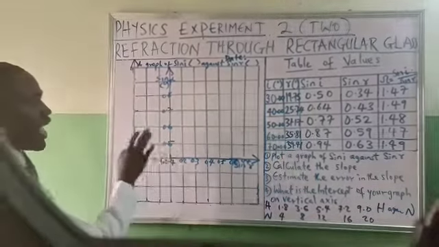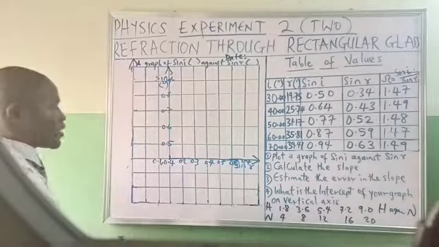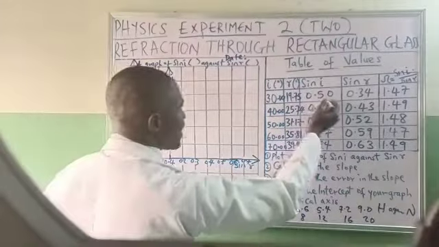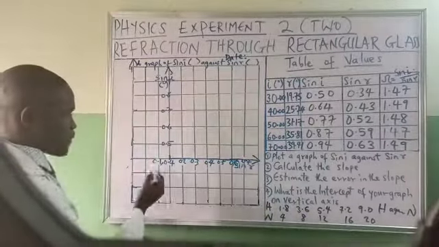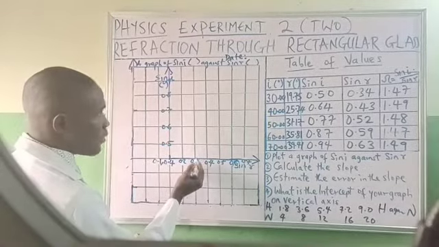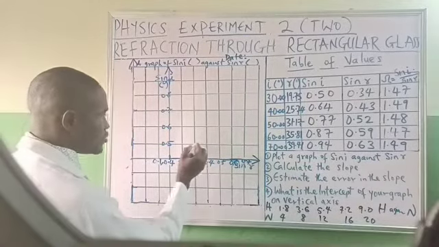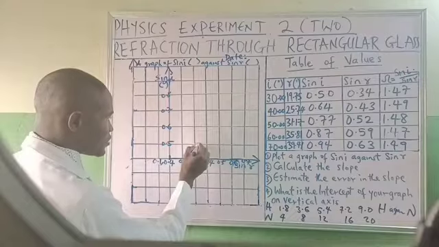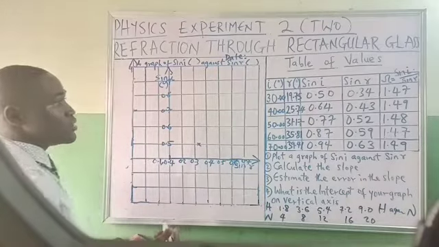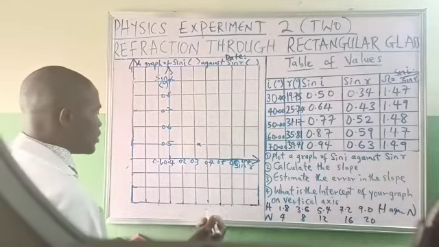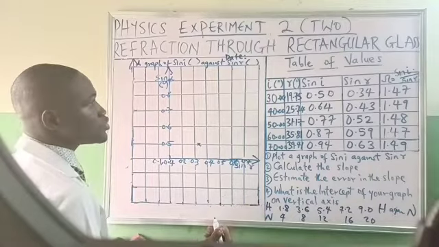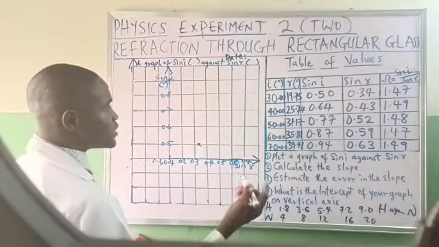Now with this, I can plot this graph. I will plot 0.5 against 0.34, right? So it's about around here. Then I also want to plot 0.6 against 0.4.